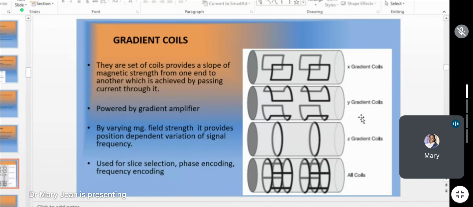So these are the pictures. In the first row, only the X gradient coils are shown. In the second image, the Y gradient coils, and the Z gradient coils in the third image. When all three are superimposed, it looks like this. Each is perpendicular to the others and to the applied magnetic field.